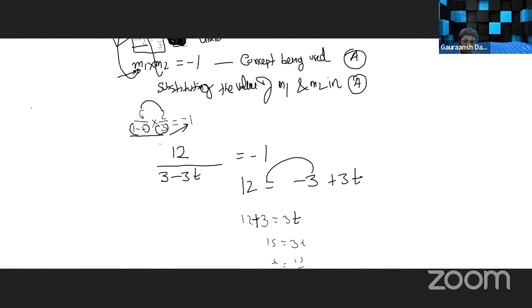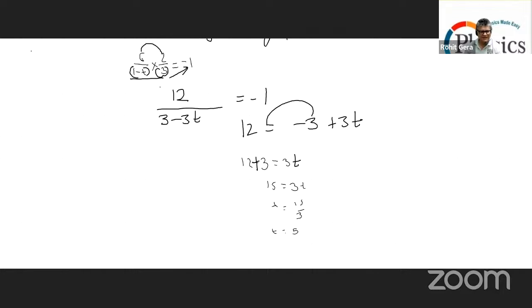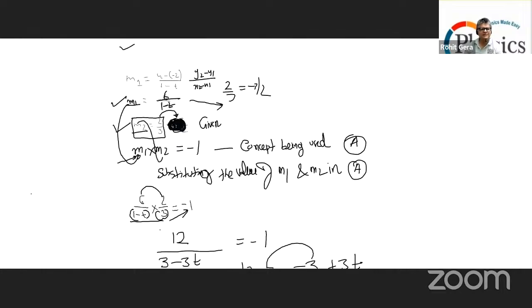Is this correct, uncle? Come on, you must know this much, 15 divided by 3 is 5. Yes, you got t. But are you clear on the steps?